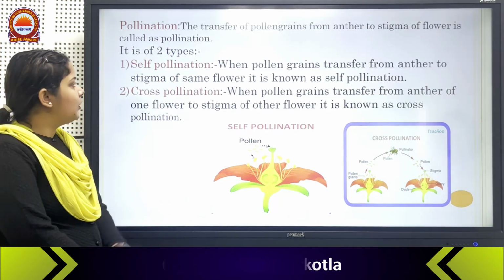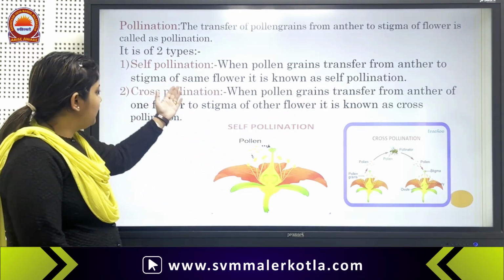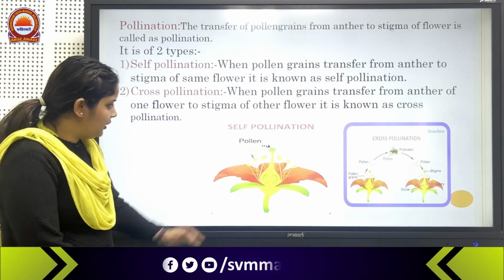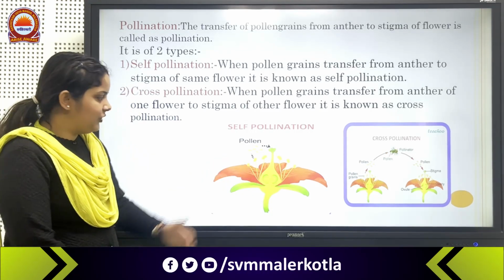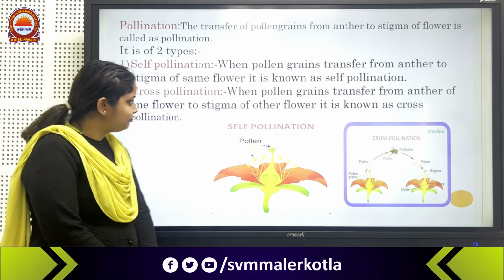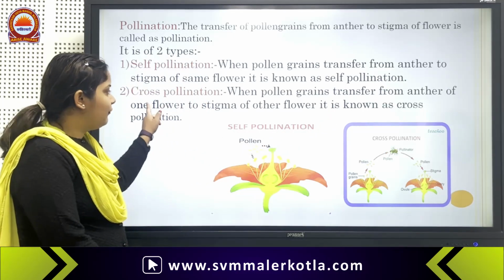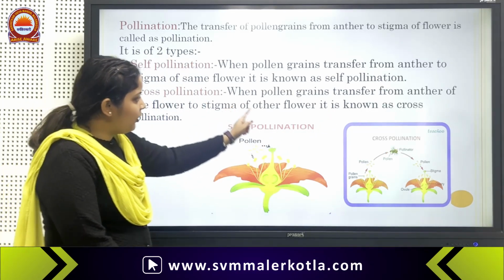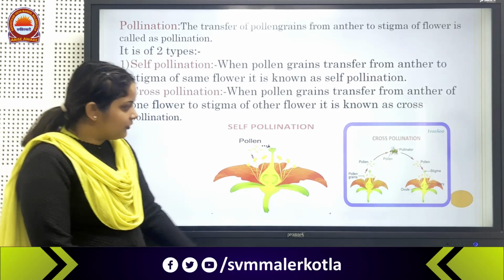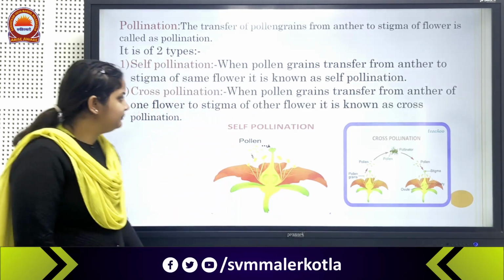So first is self-pollination. When pollen grains transfer from the anther to the stigma of the same flower, then it is known as self-pollination. You can see here self-pollination. Then the second one is cross-pollination. When pollen grains transfer from the anther of one flower to the stigma of the other flower, that is known as cross-pollination. So here in the picture cross-pollination is shown. You can see it.